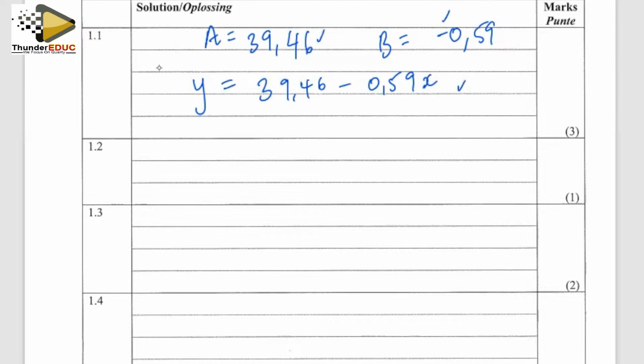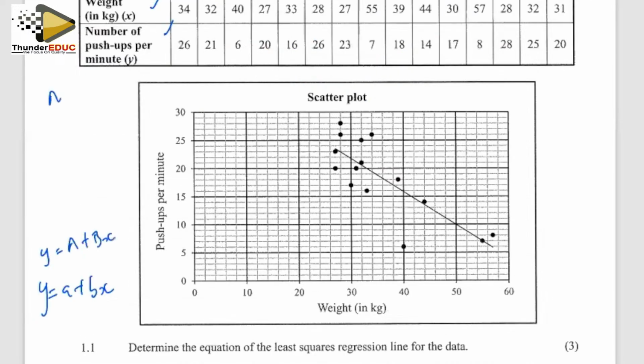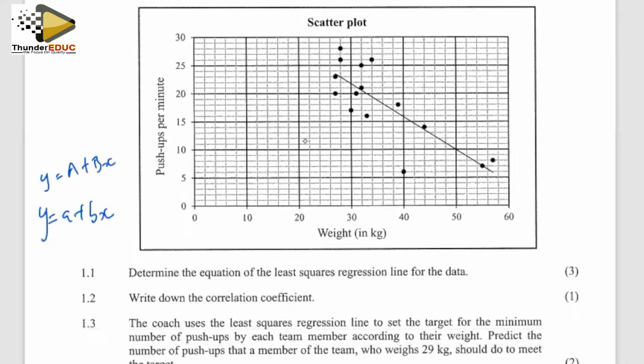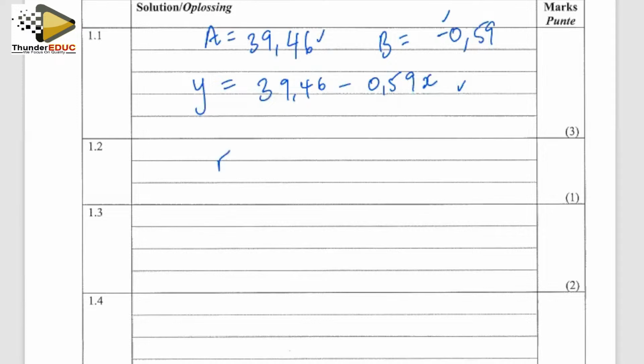Then 1.2, they want us to write the correlation coefficient, so that is the value of R. From my calculator, when I punch that, I'm getting negative 0.799 something, which I round off to negative 0.80, or just negative 0.8.